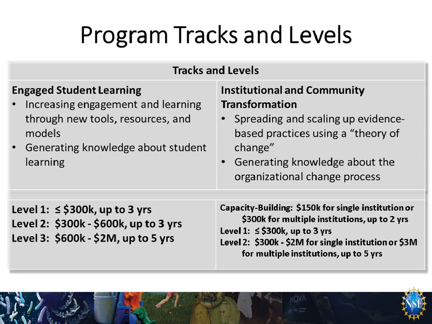Okay, so I'm repeating this again just to drill it home. Two tracks: engaged student learning and institutional and community transformation. Now, here comes the extra layer. Each track has multiple levels within the track. So you can see in the first column on this respective slide that there are 3 levels associated with the ESL track, and each level comes with a different level of funding and a maximum time period for the project. Likewise, for ICT, you can see that there are different levels. There are 2 levels, and then there's also a capacity building pathway.